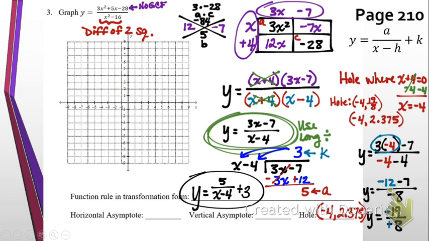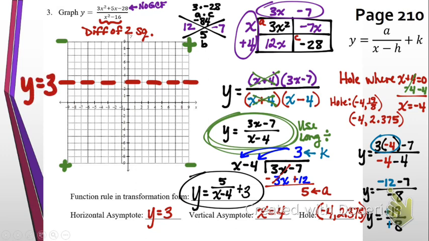Where's my horizontal? Y equals 3. Vertical? X equals 4. Let's get this graphed and we're done. Put our pluses and minuses around the corners. We're going to graph those asymptotes. Y equals 3, so that would be a shift up 3. X equals 4, shift to the right 4. We're only going to be in which quadrants? Positives. Don't care about my negatives.